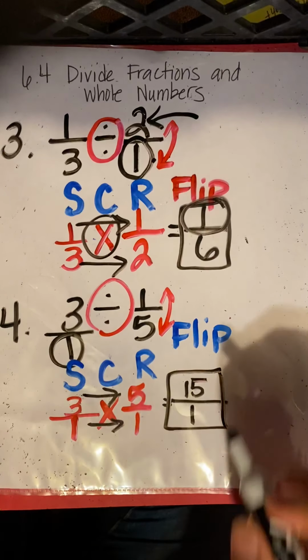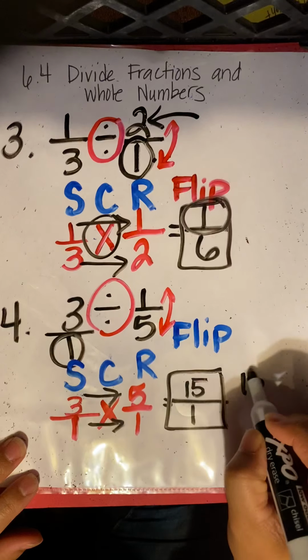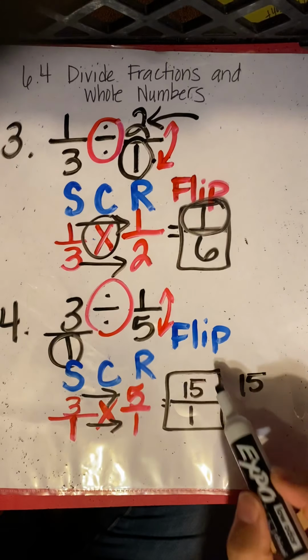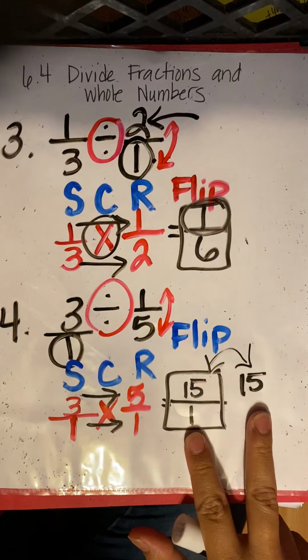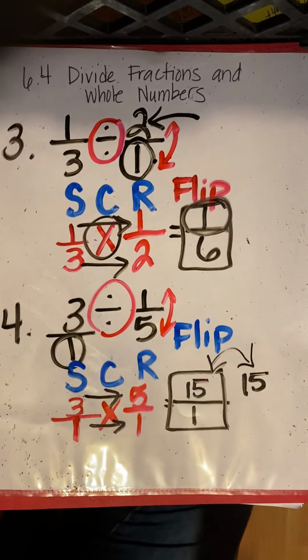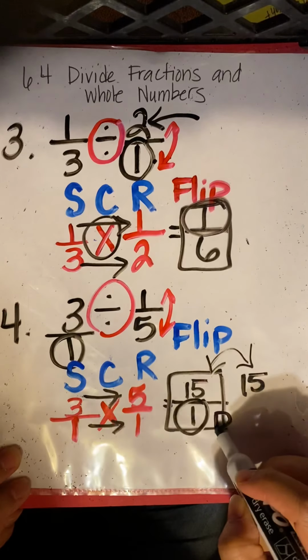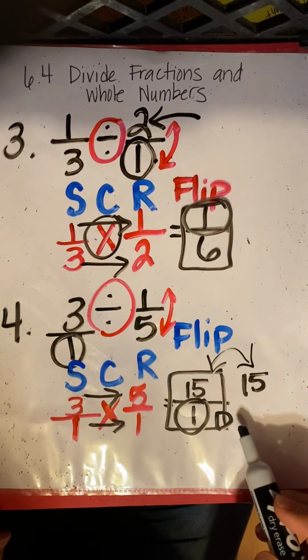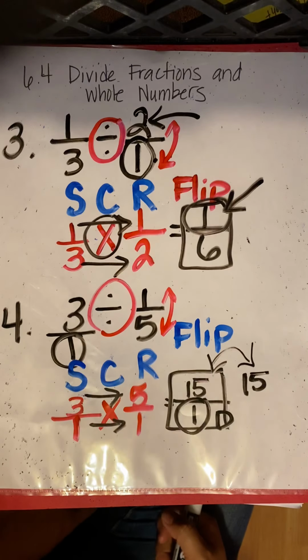Your answer for number 4 is 15/1 or 15. These two have the same value. They're both whole numbers, okay? Anytime you have the 1 on the bottom, which is your denominator, it's a whole number. Anytime you have the 1 on top, it's a unit fraction.